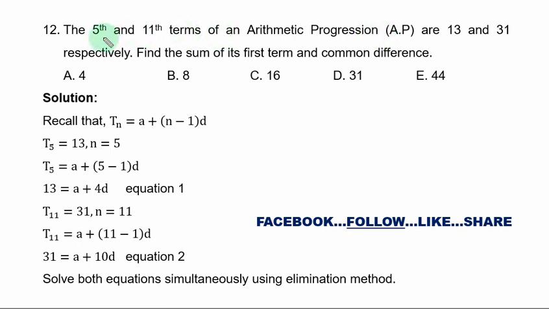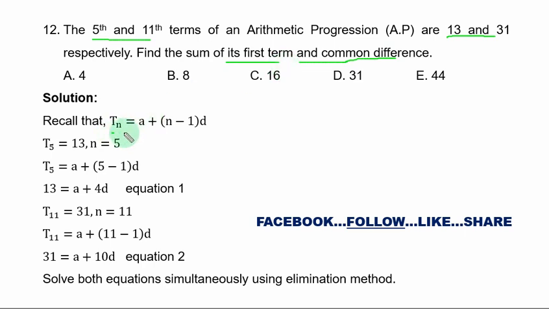Question 12. The fifth and 11th terms of an arithmetic progression are 13 and 31 respectively. Find the sum of its first term and common difference. Always note that whenever the first term and the common difference of an AP are unknown, that question always leads to a system of two linear equations which you solve simultaneously.